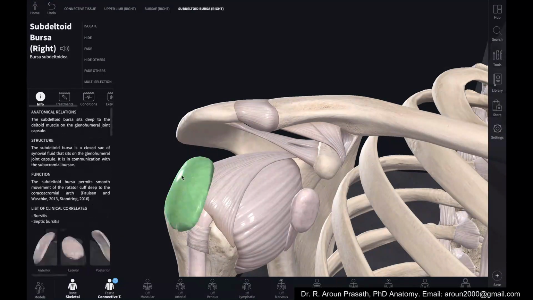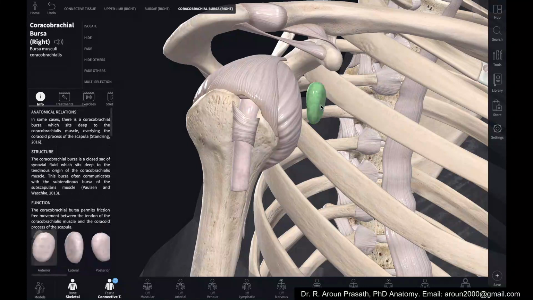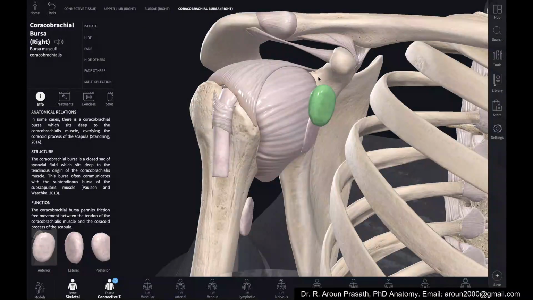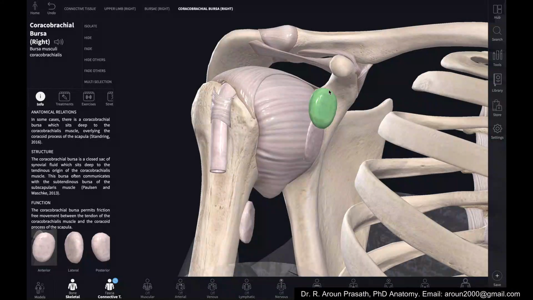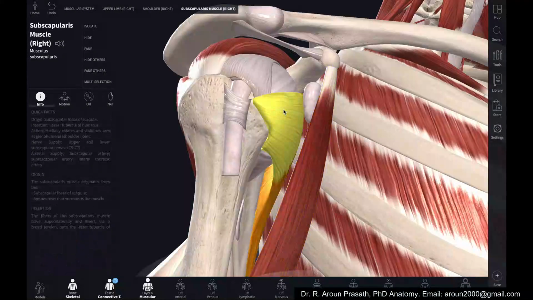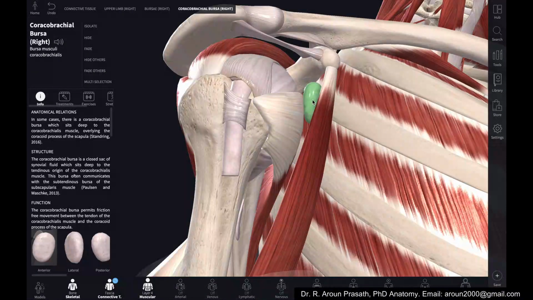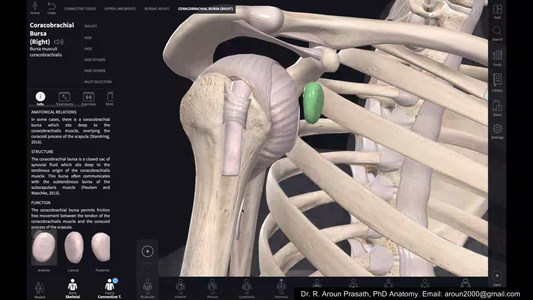Next you have the subdeltoid bursa. This is present between the deltoid muscle and the upper end of the humerus. Then you have the coracobrachial bursa. This is present between the coracobrachialis muscle, I will show you here, this is the coracobrachialis muscle and this is the subscapularis muscle. In between these two you have this coracobrachial bursa. This is what you have to understand: these bursas prevent friction between these two structures.